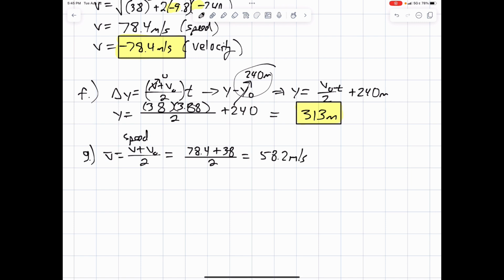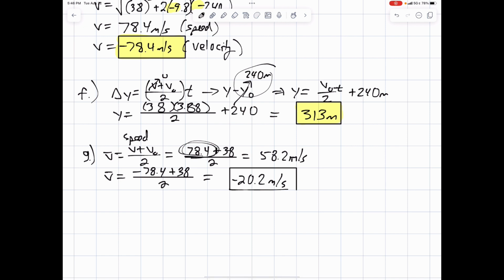That's not really what they were looking for, okay? So if I redo this and I account for velocity, then it's negative 78.4 plus 38, because the velocity is negative, or pointing down, when the object is about to strike the ground. So negative 78.4 plus 38 is now negative 40.4. Take that in half, and we're looking at about negative 20.2 meters per second. So that's really what they were looking for. They just didn't say it very clearly. Average speed does not account for direction. Average velocity does.